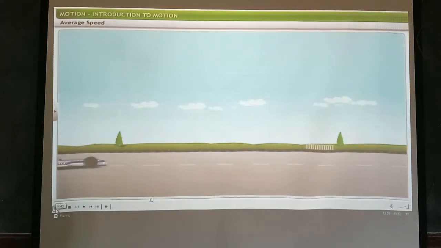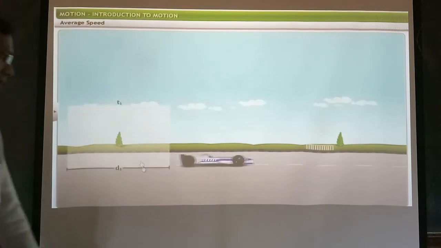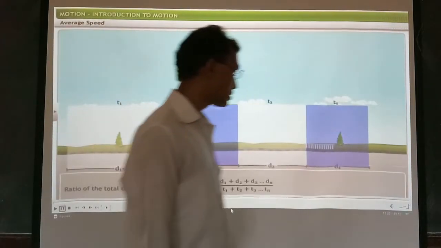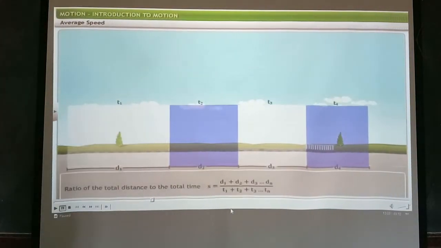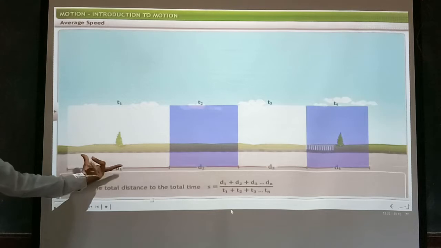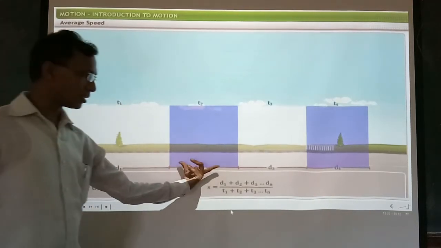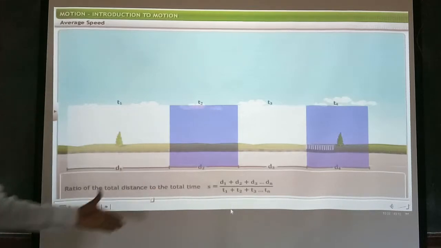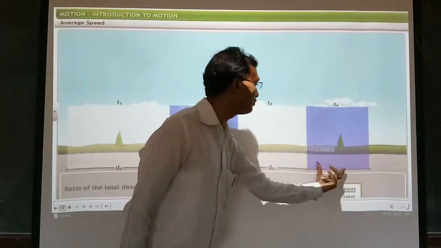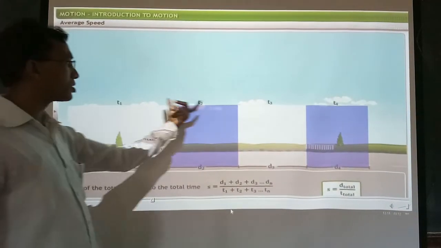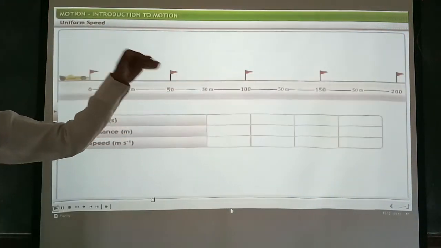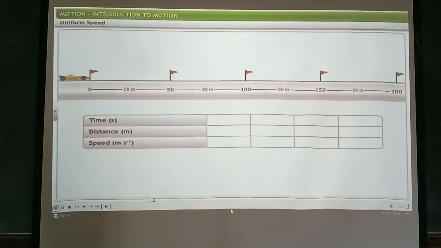Here is one more example we should read. That is a car. The first distance, second distance, third distance, fourth distance. We should calculate the average speed of this car within the time intervals t1, t2, t3 and t4. The distance d1 is covered in time t1, d2 in time t2. So we calculate the ratio of the total distance to the total time, that is, (d1 plus d2 plus d3 plus d4) divided by (t1 plus t2 plus t3 plus t4) up to n. So average speed equals total distance upon total time.